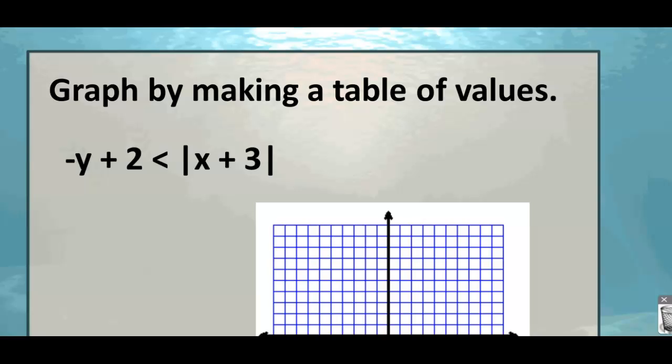Solve for y. So subtract 2. Now this time you have negative y. If you divide an inequality by a negative, what does that do to the sign? Flips it. So it's y greater than negative absolute value x plus 3. The negative stays on the outside of the absolute value. It doesn't go to each piece inside. It does, however, make my 2 a positive.